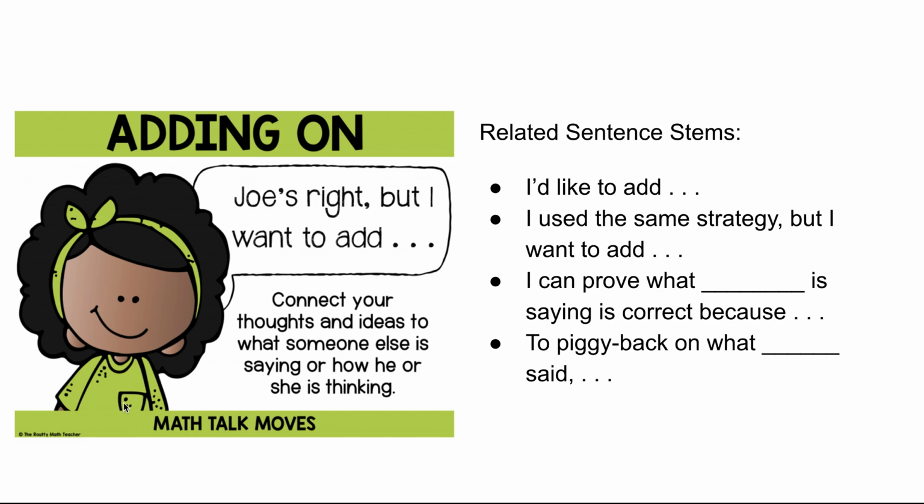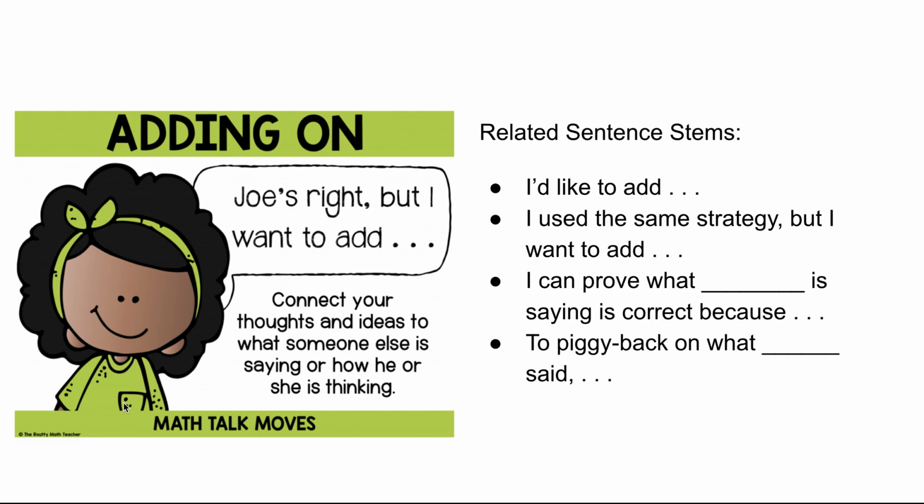Adding on, building on another student's thinking or reasoning, is another important move. Like the reasoning move, students must make sense of another student's comments to do this successfully. So some related sentences are, I'd like to add to Joey's, or somebody's. I use the same strategy, but I want to add that. I can prove what someone is saying is correct because that. To piggyback on what somebody had said, that. These are really good examples of adding on.